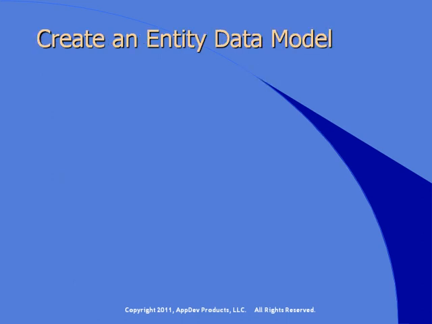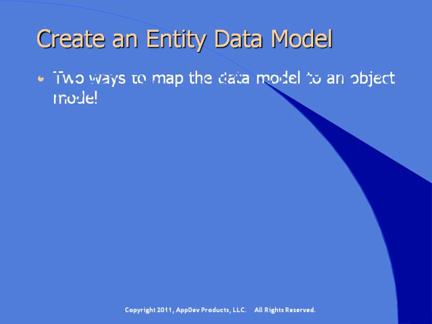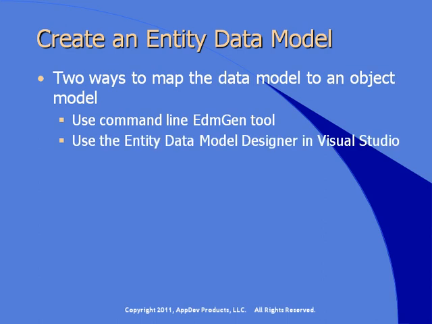So the first step in using the Entity Framework in an application is to create the entity data model. There are really two primary ways that you're going to map your data model to an object model. One is you could use the command line tool, called EDMGen. The second is that you can use the Entity Data Model Designer in Visual Studio. So let's go see how to use the Entity Data Model Designer to build an entity data model.